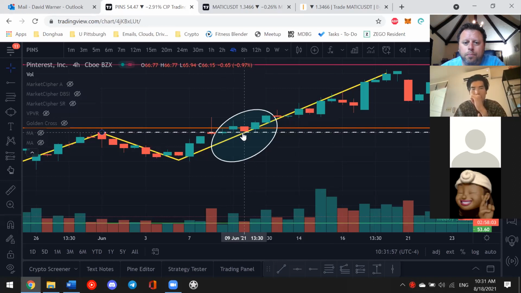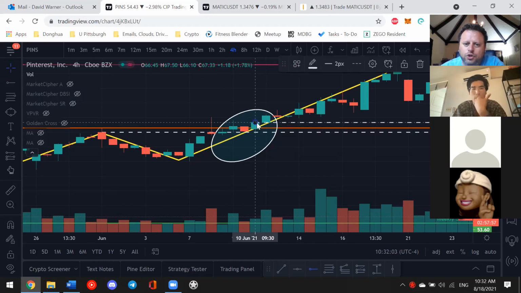So I would not buy in until this point right here, where this green candle closed. That's where I would buy. I wouldn't buy on the red candle because, like you said, you don't know if the red candle is going to keep going down. And right now, we're looking at a 4-hour chart.